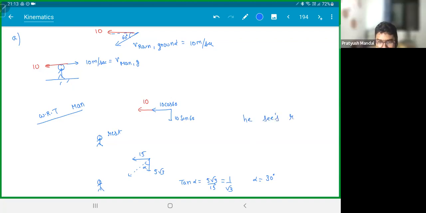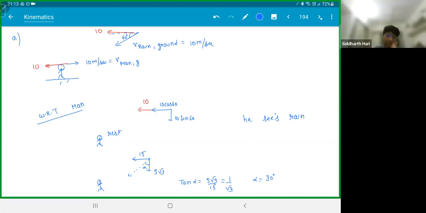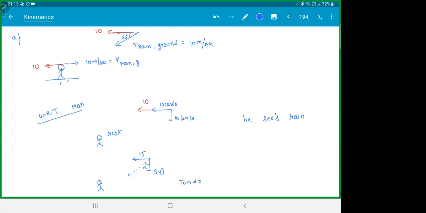The tan alpha is 15 by 5 root 3, no? Yeah, I wrote it reverse. 15 by 5 root 3. You're right. 60 degrees. So he sees rain falling at an angle of 60 degrees with the vertical. If you want to say with horizontal, say 30 degrees with the horizontal. Same thing.